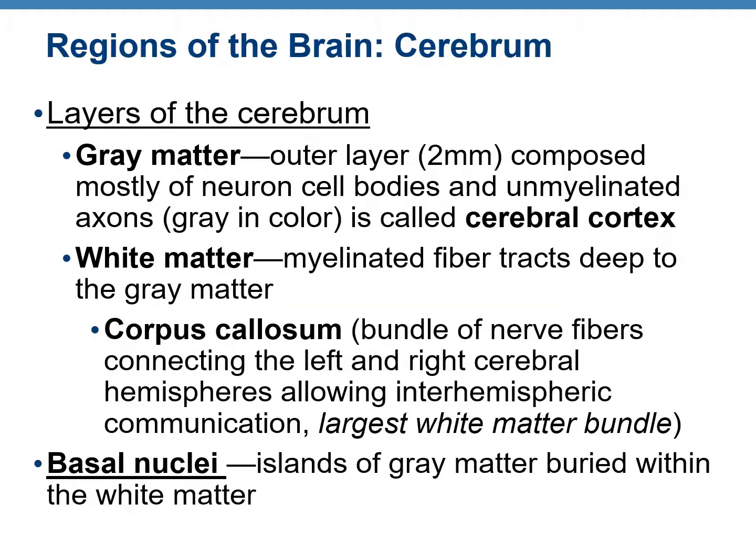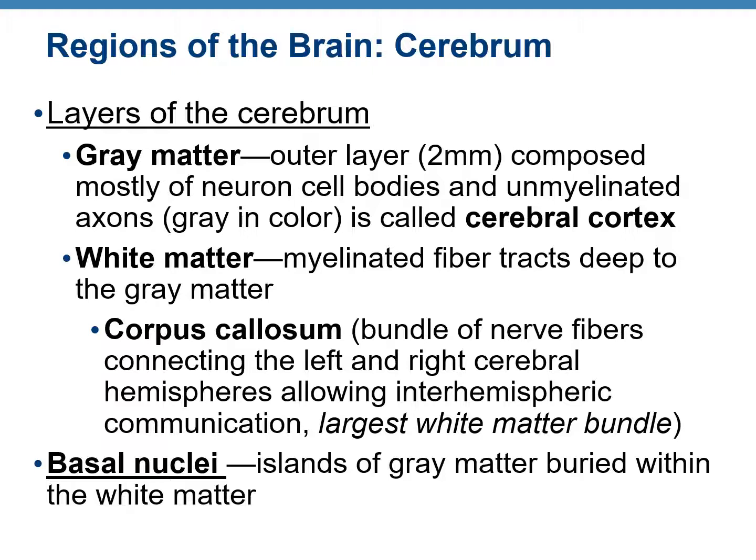The cell bodies and unmyelinated axons and dendrites of the cerebral neurons lie in the cerebrum's outer 2 millimeters in a region called the cerebral cortex. These portions of the neurons are unmyelinated, which gives the cerebral cortex a gray color, and for this reason it's called gray matter. The cell bodies and processes of the cerebral cortex communicate with other parts of the nervous system by bundles of myelinated axons, which is called the white matter. It's because the myelin sheath is white in color.